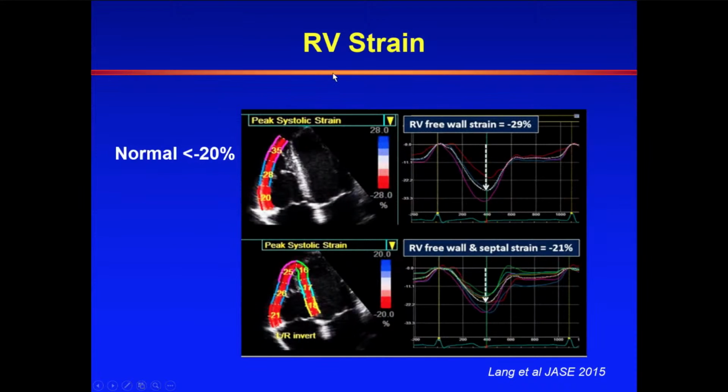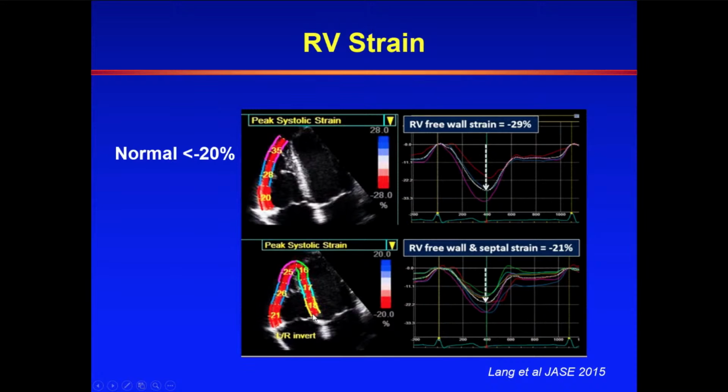Nowadays, we measure strain not by tissue Doppler, but by speckle tracking. In the older days, the software that was used to measure LV strain was relied upon to measure RV strain. Nowadays, there is dedicated software to measure RV strain, and they can be performed on the ultrasound system by the sonographer and presented for the physician to review and report.